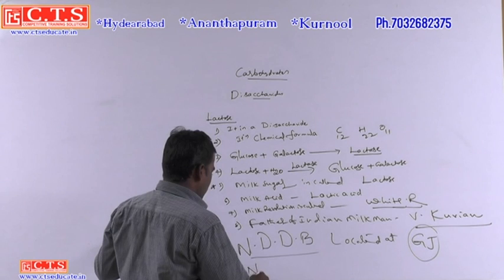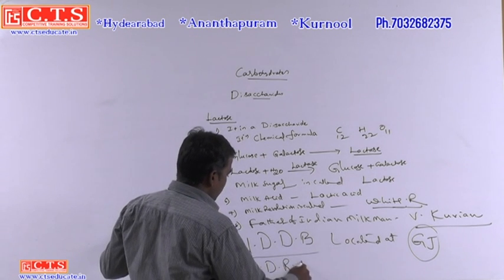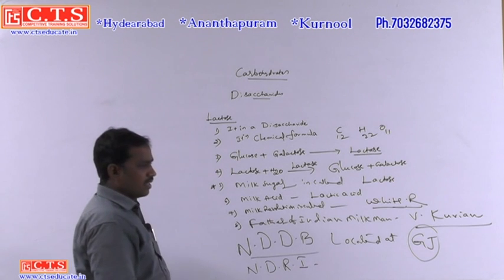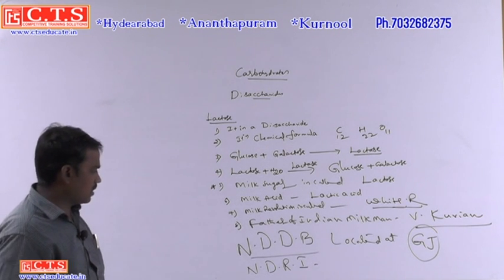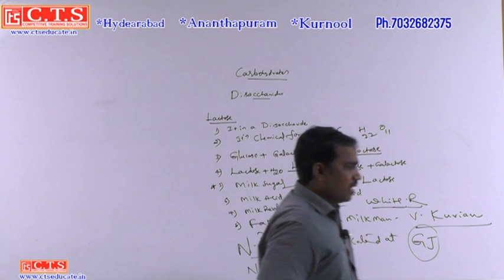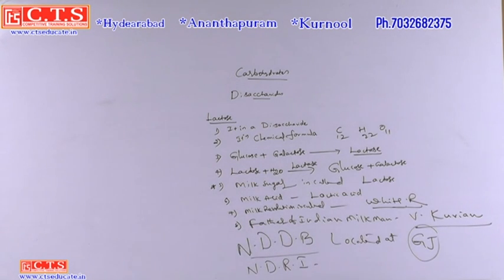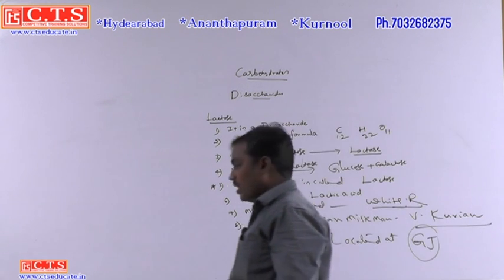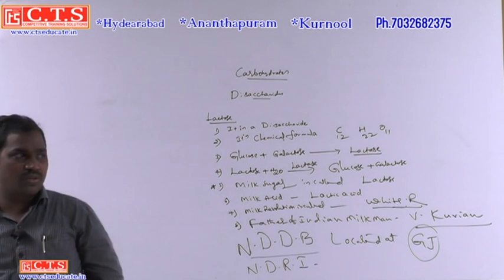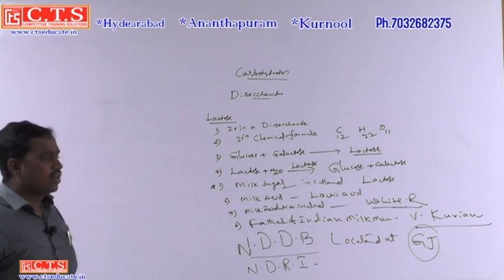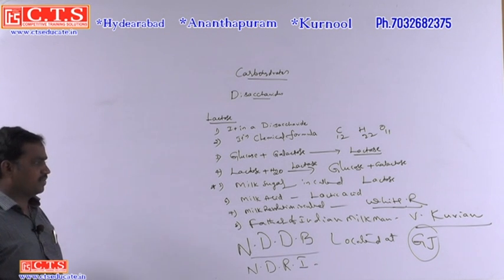Next one is National Dairy Research Institute. It is located at Karnal. The state is Haryana. Located center is Karnal. Name of the institute is National Dairy Research Institute. National Dairy Development Board is located at Anand, Gujarat.